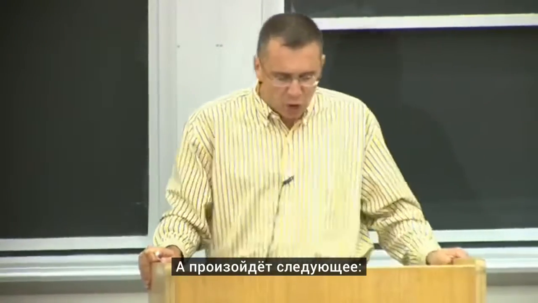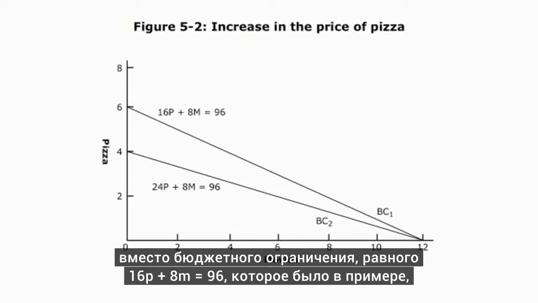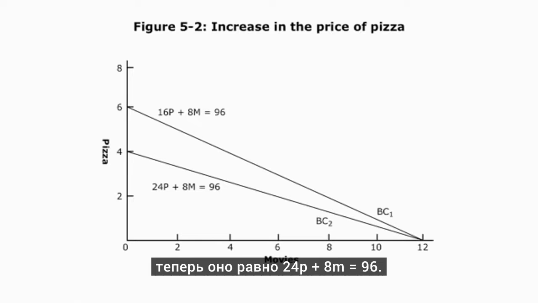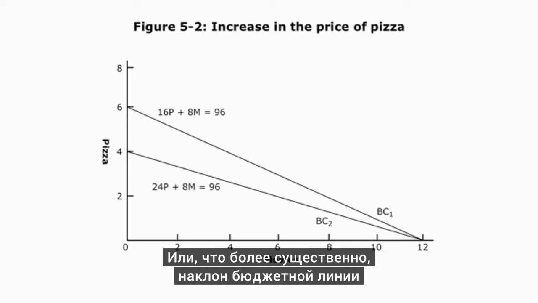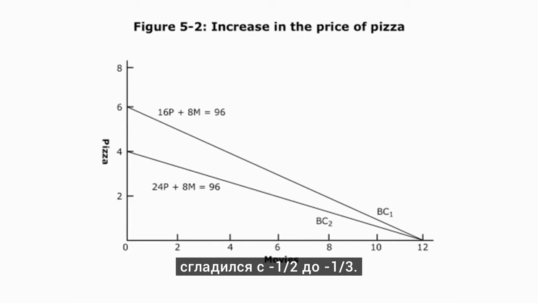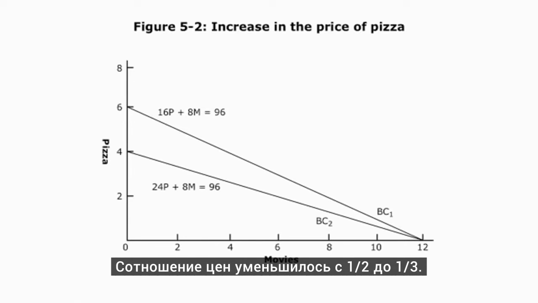What that does is it says our new budget constraint, instead of being 16p plus 8m equals 96, which is what the budget constraint was in our example, it's now 24p plus 8m equals 96. Okay, that's the new equation for the budget constraint. Or more relevantly, the slope of the budget constraint has flattened from -0.5 to -1/3. The price ratio has been reduced from 1/2 to 1/3.